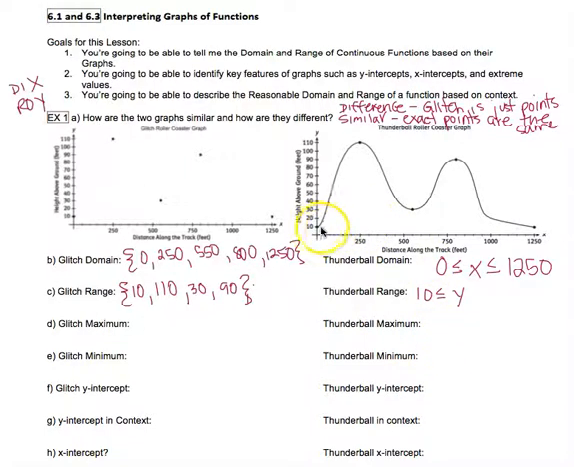Then, after I found the floor, I look up to find the ceiling. So I've got lots of different points here. I'm looking for the very tallest ceiling that exists, and that would be right here. And that y value there is 110.